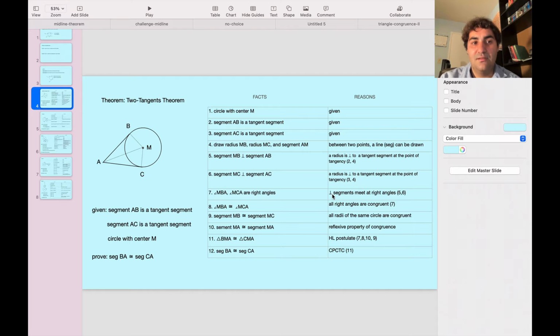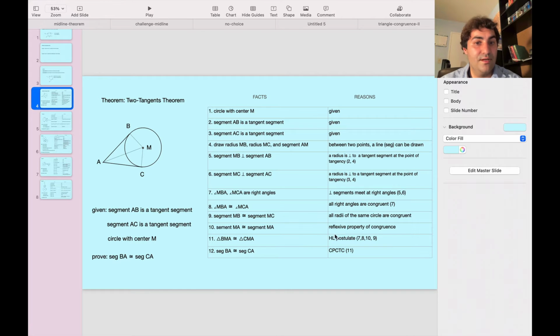I know perpendicular segments meet at right angles, so angle MBA and angle MCA are right angles, using statement 5 and statement 6. So angle MBA is congruent to angle MCA because all right angles are congruent. We know that segment MB is congruent to segment MC because they're both radii of the same circle. Segment MA is congruent to itself by the reflexive property of congruence.